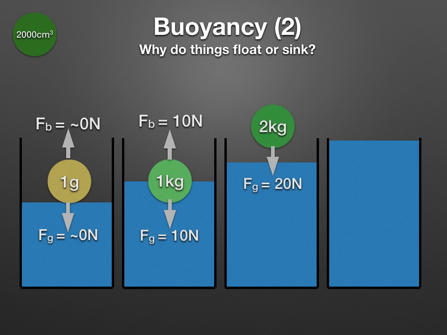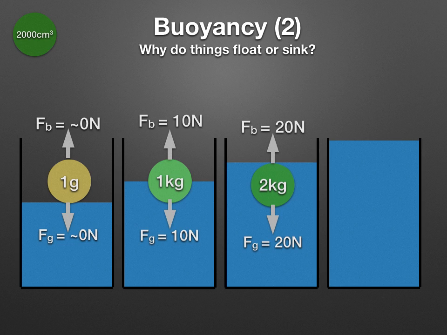Next, if we look at this object and increase it to 2 kilograms, we now have a gravitational force of 20 newtons. This will pull the object down until it is completely submerged, giving an upthrust of 20 newtons with 2 litres of water displaced.